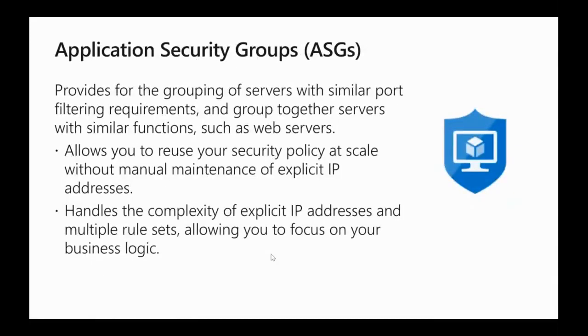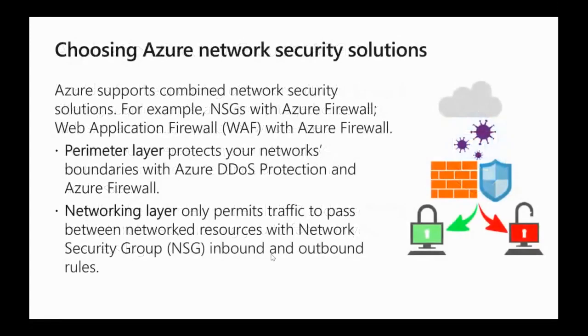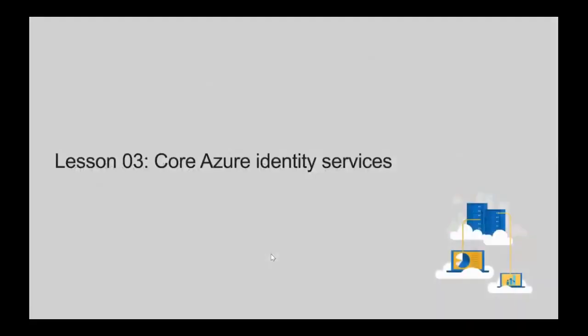And then we have application security groups, where you can put your application and secure it in terms of the protocol and the rules that allow the requests that are coming in. It is important as an admin to choose the Azure network services, at the perimeter layer or the network layer, and the type of protection that has been given from Microsoft.